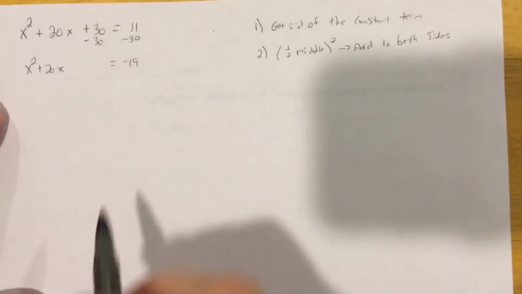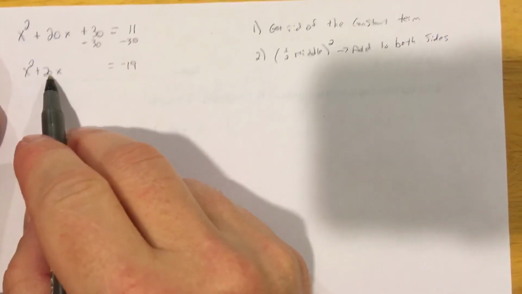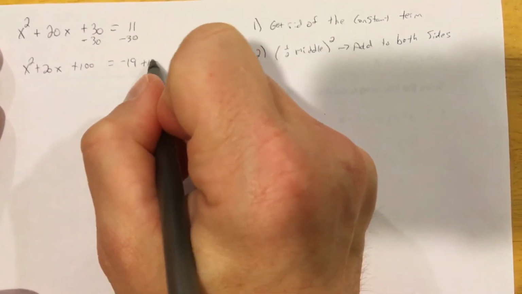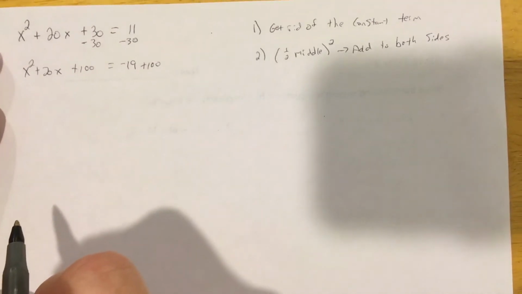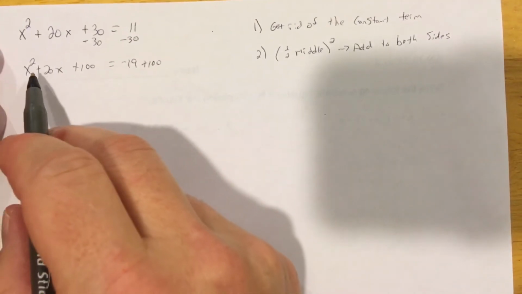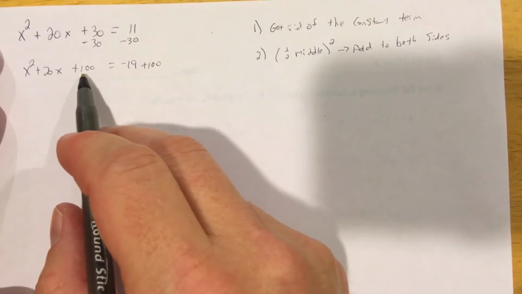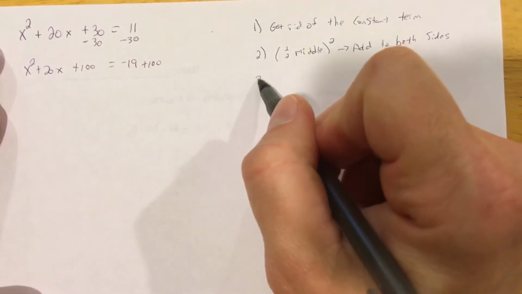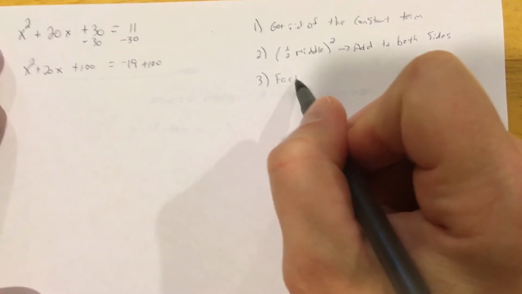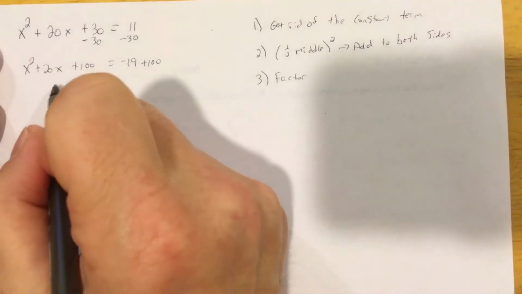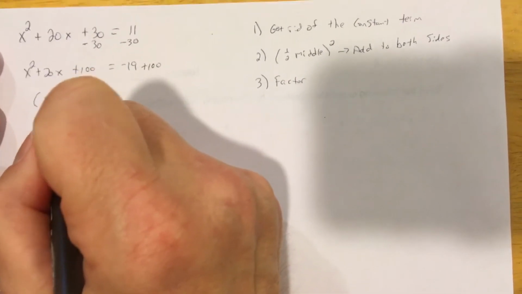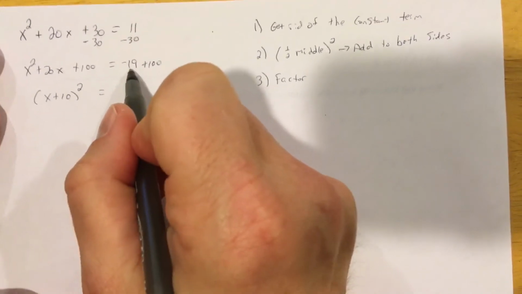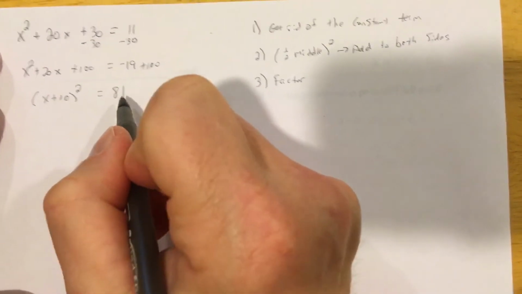So I take half of 20, that's 10. 10 times 10 is 100. We're going to add 100 to both sides. This gives me x squared plus 20x plus 100. That's something I can factor into a nice perfect square. That was the whole idea. So the next thing we're going to do is factor. I factor that into x plus 10 squared. Negative 19 plus 100 is 81.